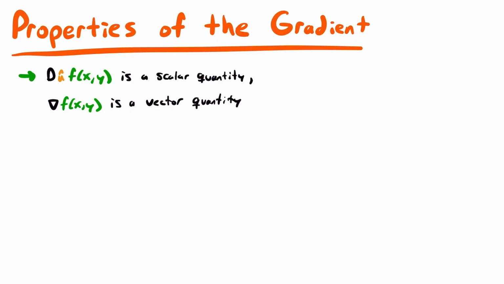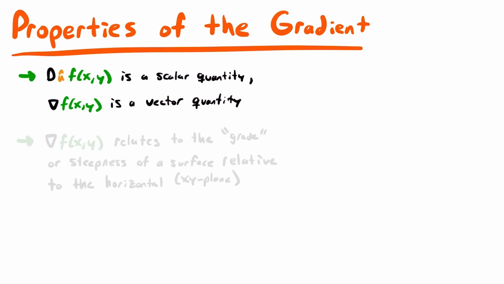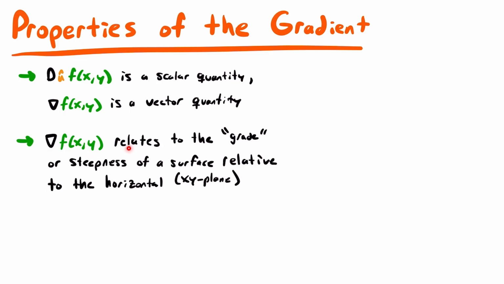When we found the gradient in the example just a little bit ago, what we found was a vector with an x and y component. Those two components form a vector quantity that has both a magnitude and a direction. So it's very important that you understand that difference. But then as a little bit of an introduction to what the gradient vector actually does, or what it represents, the gradient vector relates the grade or the steepness of a surface relative to the horizontal, or the xy plane.